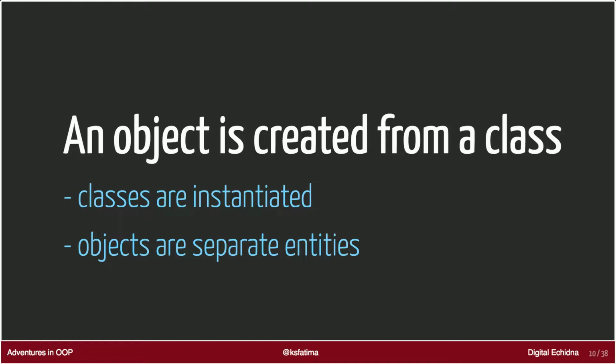What you do is you instantiate a class, which is just a fancy way of saying we create something from the class. And objects are all separate entities, so you can have a Pikachu, which is a Pokemon object, and you can have a Torchic, which is also a Pokemon object. There's a special method in PHP that helps us create objects a lot easier, and it's called a constructor.